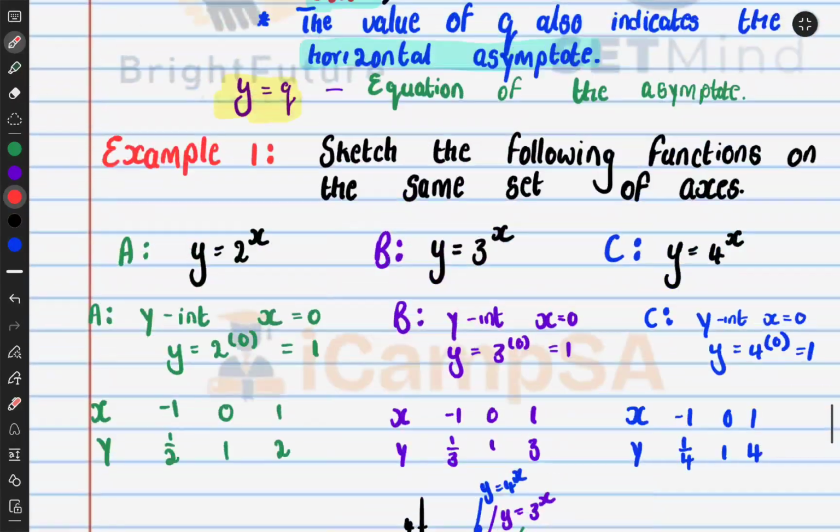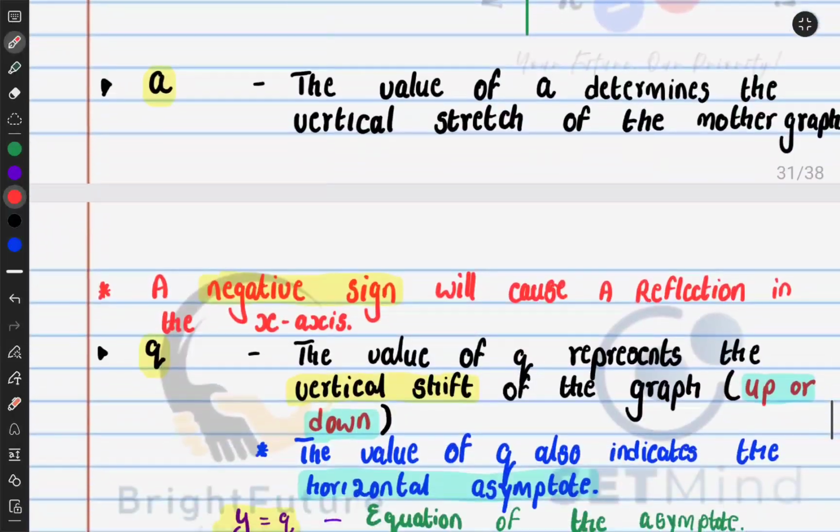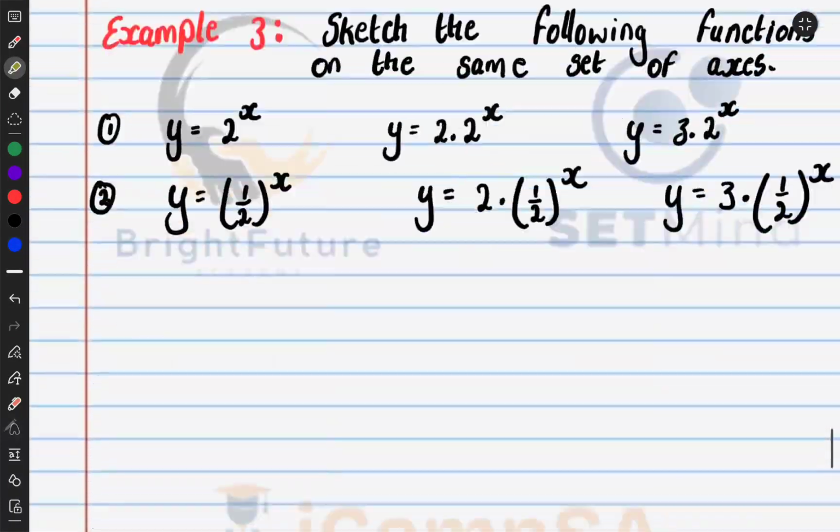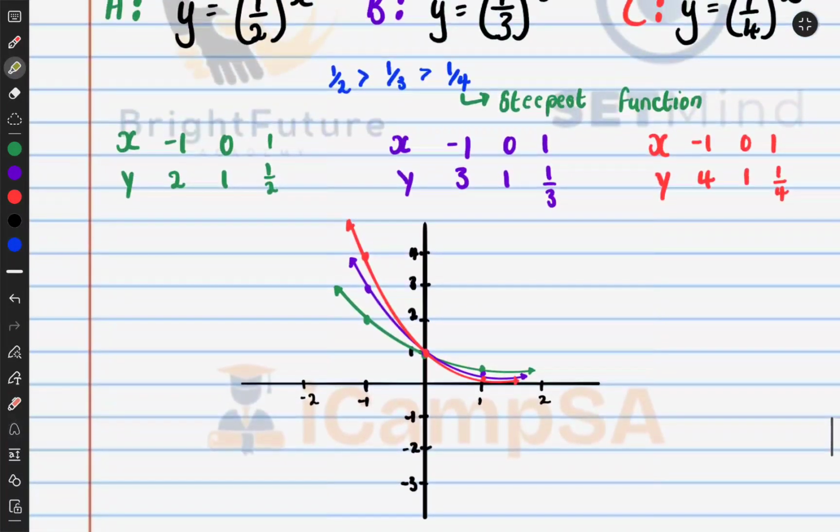So as you can see, what we have been saying here is that for the exponential functions with the restriction of b being greater than 0 but less than 1, the smaller the values of b, the steeper the graph gets. Okay, hopefully this example has been able to demonstrate that for you.